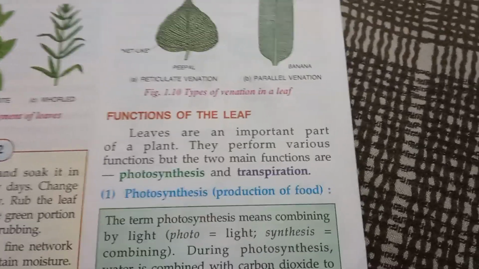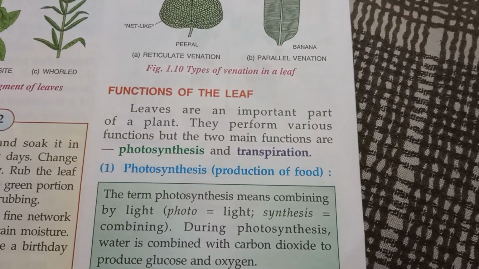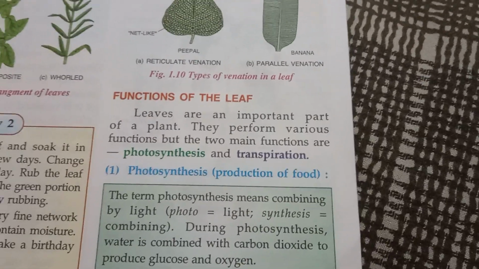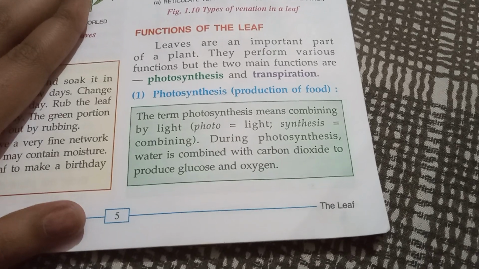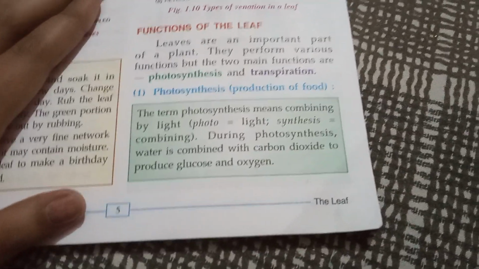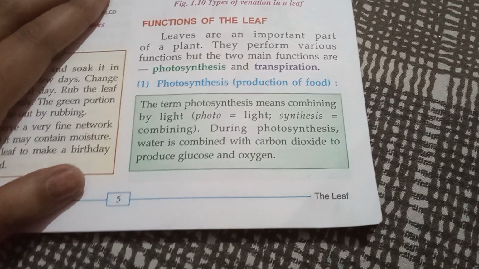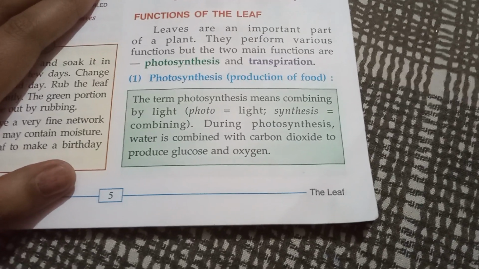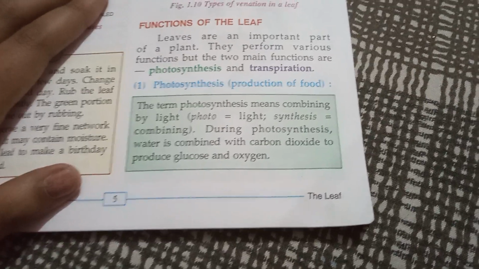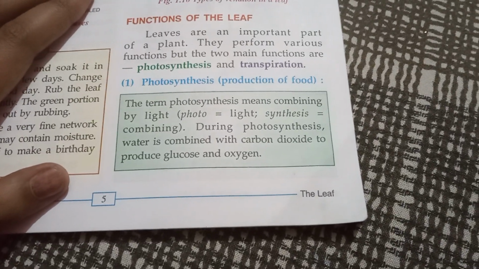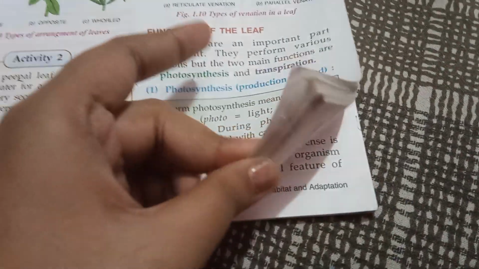Function of the leaf. Leaves are an important part of a plant. They perform various functions, but the two main functions are photosynthesis and transpiration. Now, photosynthesis is known as production of food. The term photosynthesis means combining by light. Photo means light, synthesis means combining. During photosynthesis, water is combined with carbon dioxide to produce glucose and oxygen.